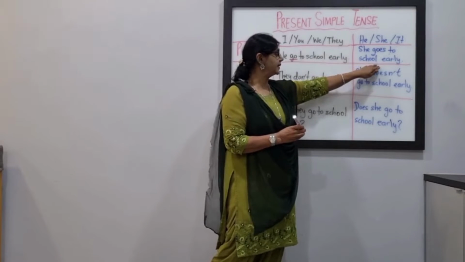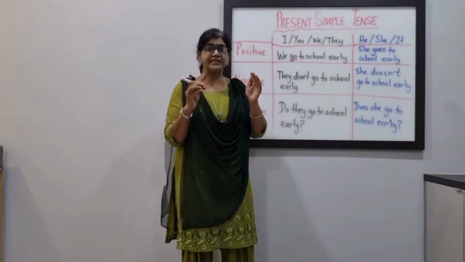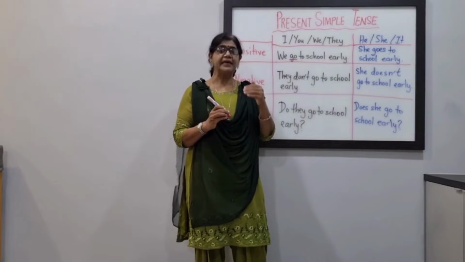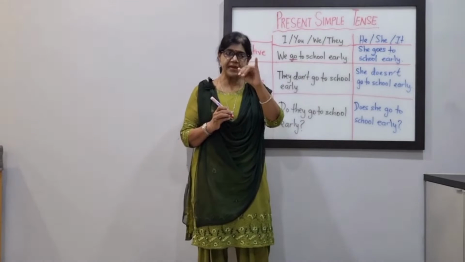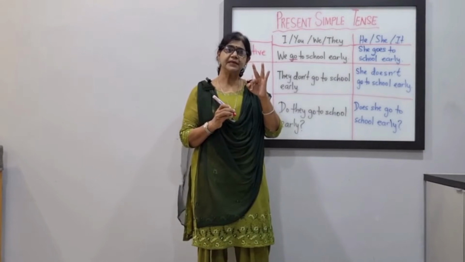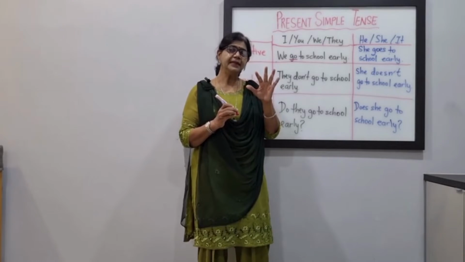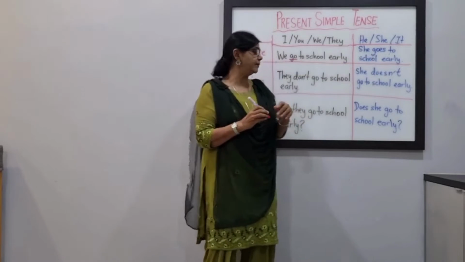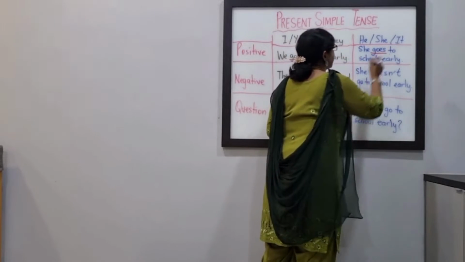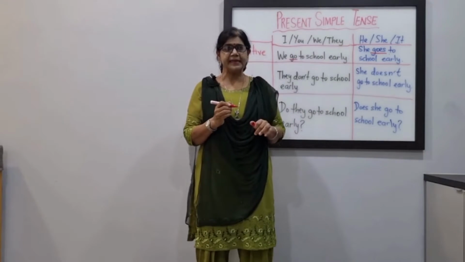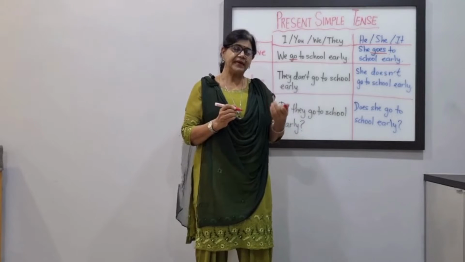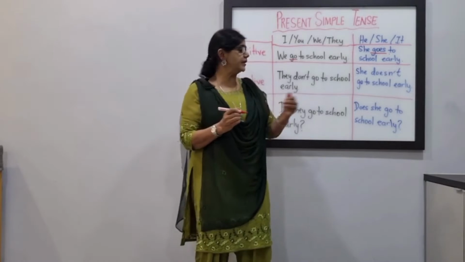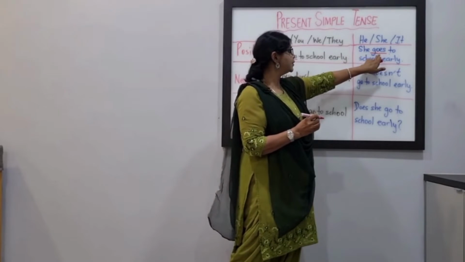When we look at the second category, the other subjects which are singular subject, he, she, it, or the boy, the girl, singular, means one. He, she, it, the boy, the girl, all these are singular subjects, must use a singular verb. She goes. She goes to school early. He goes to school early. The boy goes to school early. Ali goes to school early. Singular subject must use a singular verb.